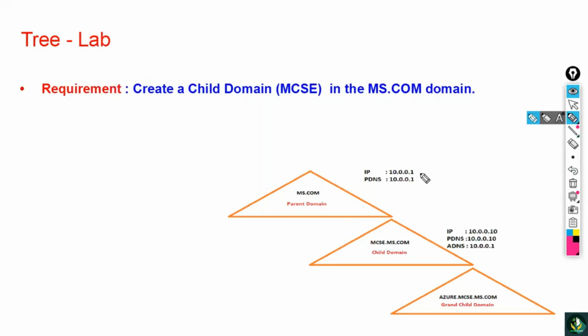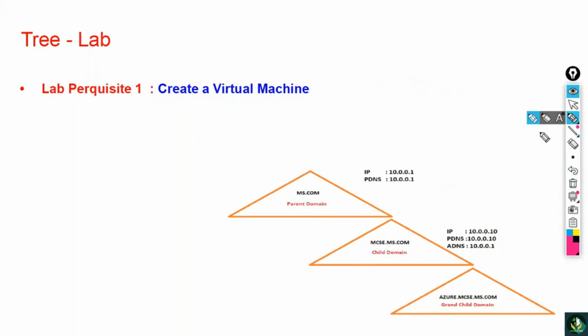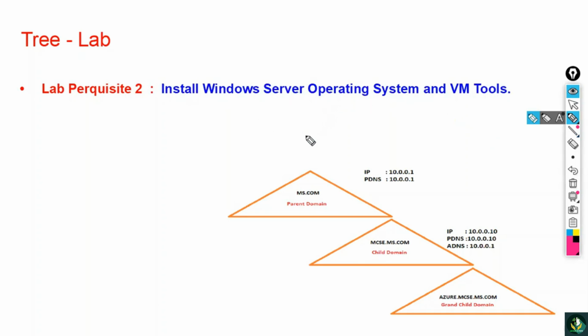And we'll see this lab. Our requirement is to create a child domain mcsc in the ms.com domain. So we'll create this child domain under the ms.com domain. This is our requirement. The prerequisite is that you should create a virtual machine, which means you should have the server, and we will install the Windows operating system on that virtual machine with VM Tools.